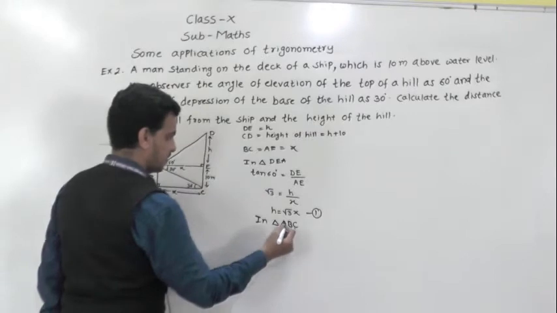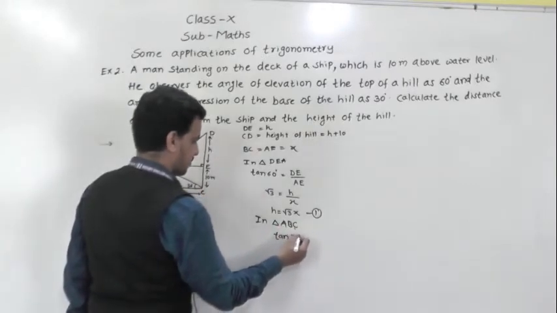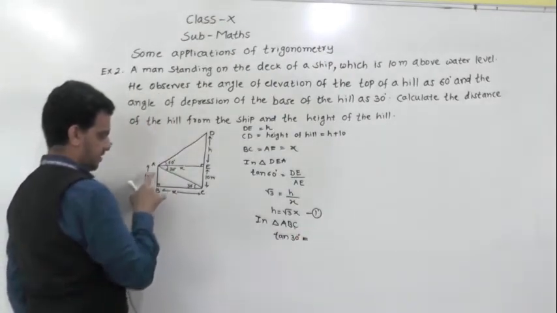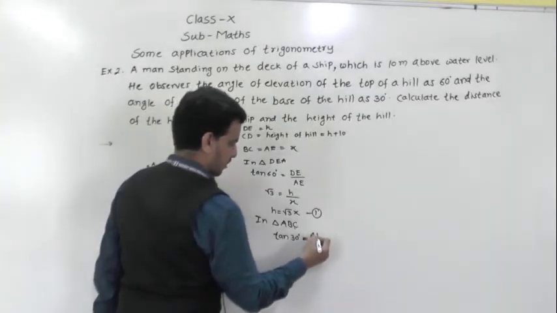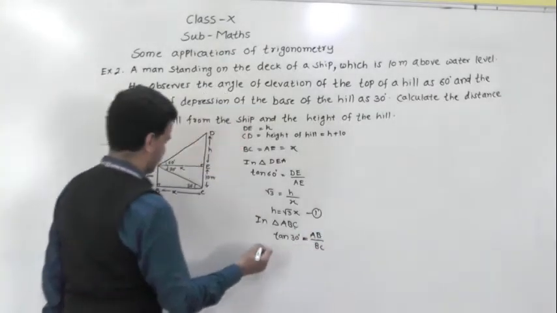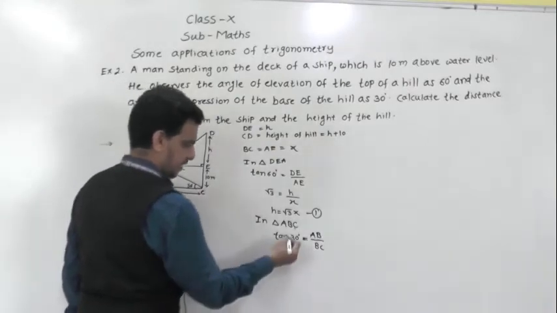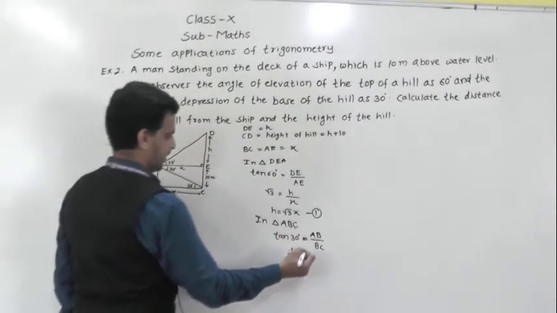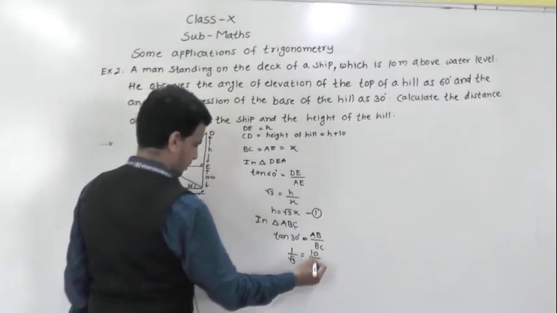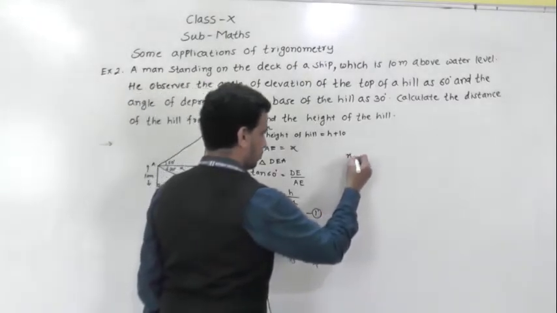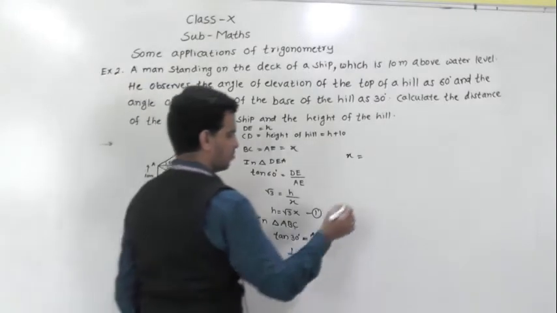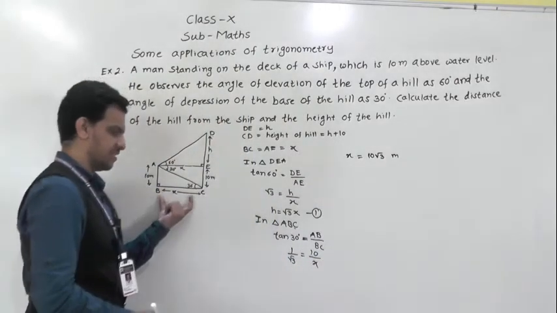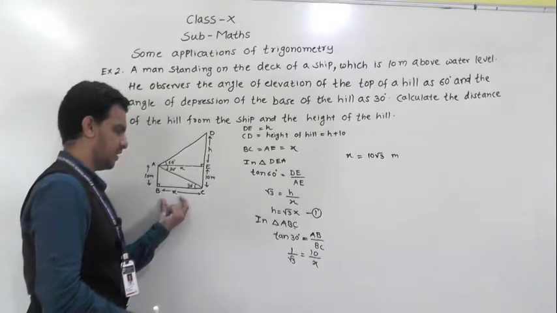Then in triangle ABC, tan 30 degree is equal to opposite side, that is AB by BC. AB is equal to 10 meter, BC is X, and tan 30 value is 1 by root 3. So 1 by root 3 equals 10 by X. From this we get X is equal to 10 root 3 meter. So X means the distance between the ship and the hill, that is 10 root 3 meter.